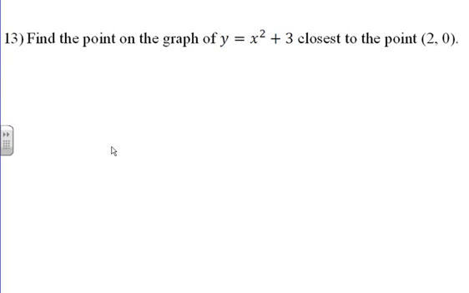All right, well, here is a little tutorial on how to do some math problems for our upcoming semester test. This is number 13, our review assignment. It asks us to find a point on a graph of this function where it's closest to the point (2, 0). Now, first off, when you use a strategy to figure this problem out, you probably want to first graph this one.